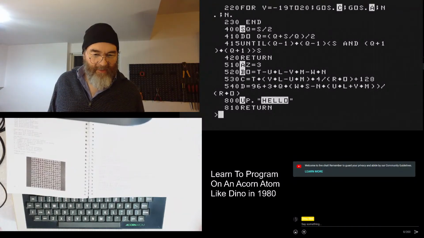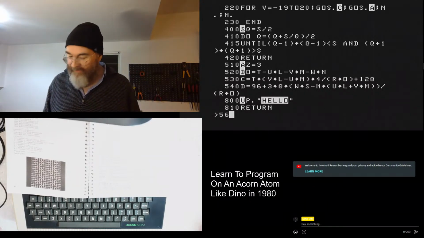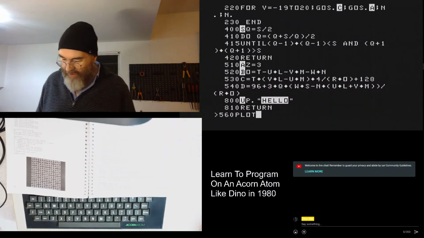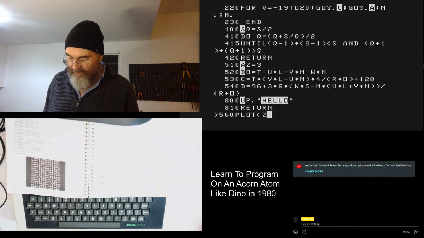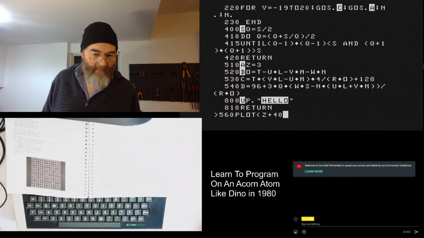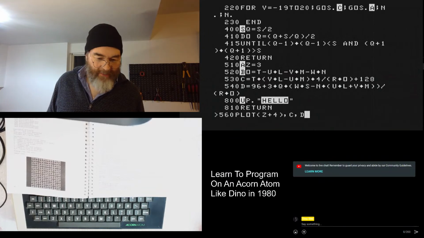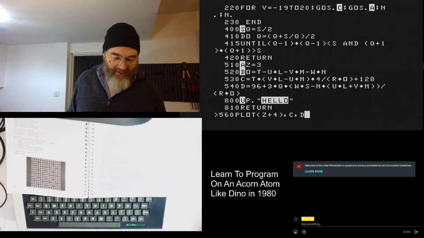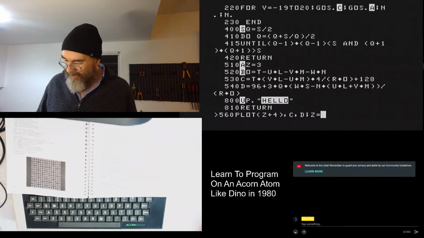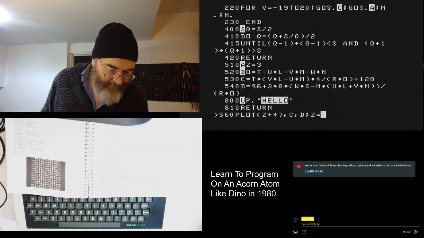Line 540, right. D equals 96 plus 3 times Q times open parenthesis W times S minus N times open parenthesis U times L plus V times N close parenthesis divided by R times O. And we then find, nearly there, line 560, plot a line from Z plus 4, so we plot Z plus 4 comma C comma D. When you had functions, an expression and an argument, you'd have to put parentheses around it. Is that an O or a 0? It's a 0.